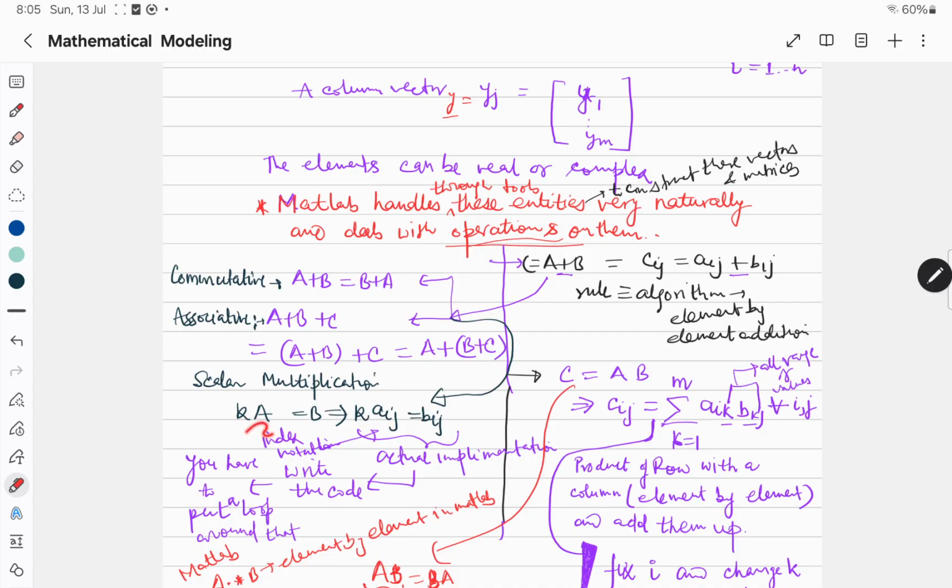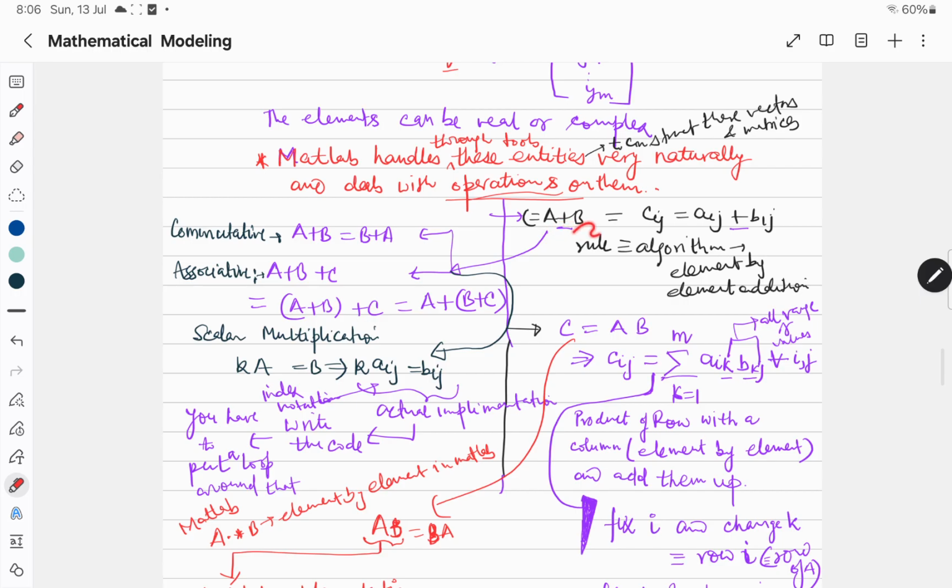So if K is a scalar and you multiply the A matrix by this scalar, you will get the B matrix, and the algorithm is to multiply this scalar K by every element of matrix A. So k a_ij is equal to b_ij. So whatever index notation form we have written, this is the actual implementation. So you have to write the code for this, okay, and you have to put a loop around each index, like i and j, right? And next, so this is about addition and subtraction.